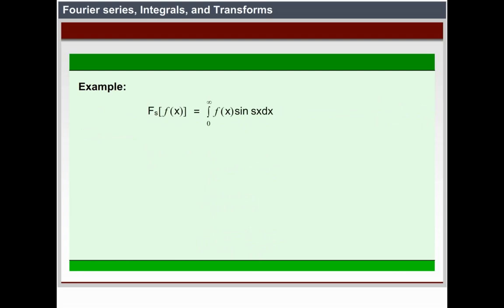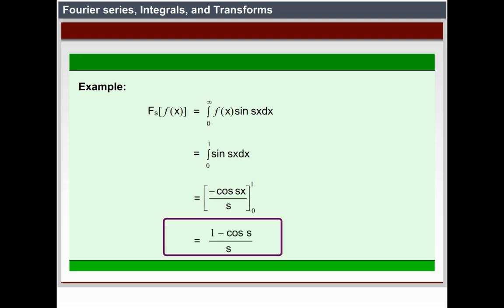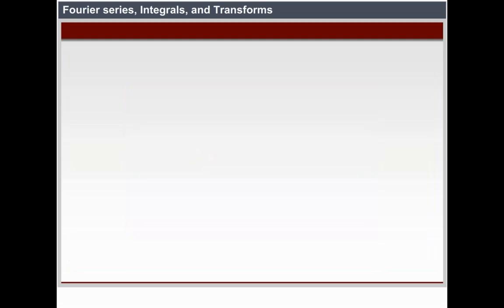Capital Fs of f of x equal to integral 0 to infinity f of x into sin sx into dx, equal to integral 0 to 1 sin sx into dx, equal to minus cos sx by s with the limit 0 to 1, equal to 1 minus cos s by s.